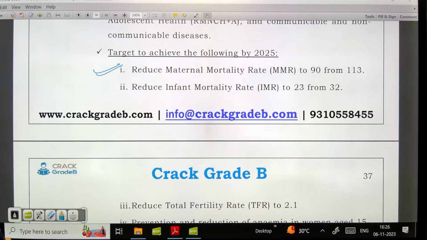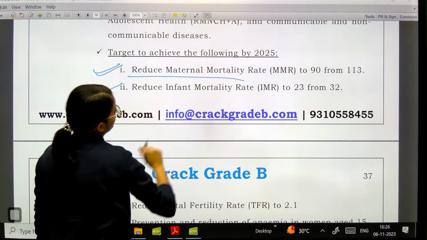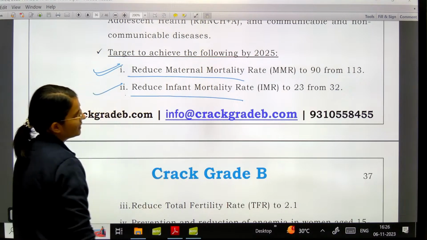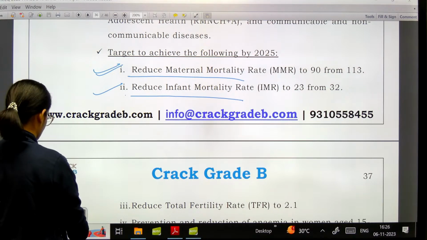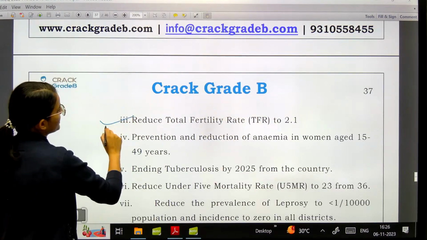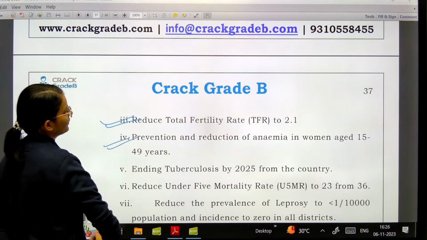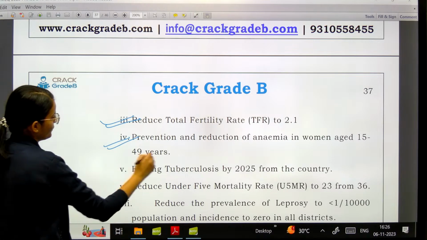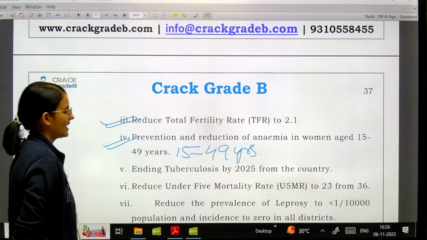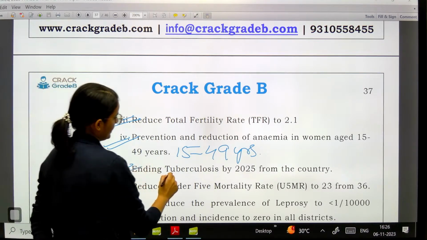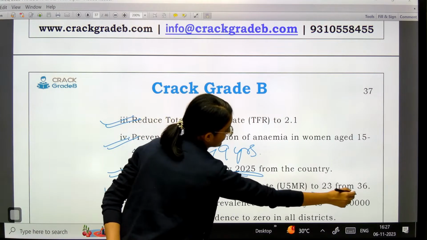First is to reduce maternal mortality rate to 90 from 113, okay, maternal mortality rate, and reduce infant mortality rate to 23 from current 32. Okay. Third is to reduce the total fertility rate to 2.1 and prevention and reduction of anemia in women with age group 15 to 49. You have to remember this age group, okay, that is targeted, and ending the tuberculosis by 2025. Reduce the under 5 mortality rate to 23 from 36, okay.